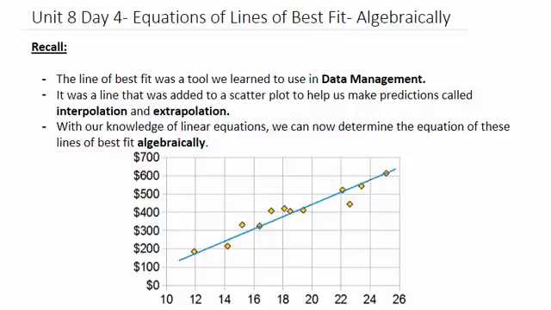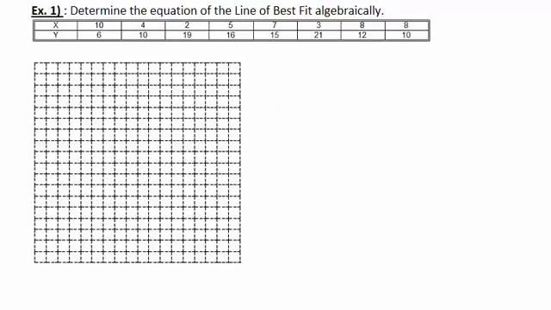It's that line that goes through as many points as you can and has an equal amount of points on either side of the line. So now with our knowledge of linear equations, we could actually determine the equations of these lines of best fit algebraically. So determine the equation of the line of best fit of the following table algebraically.